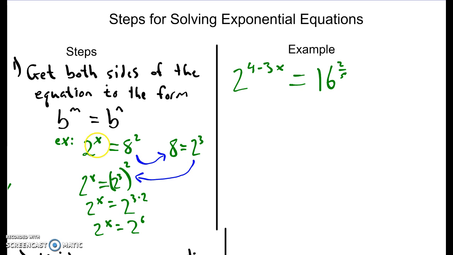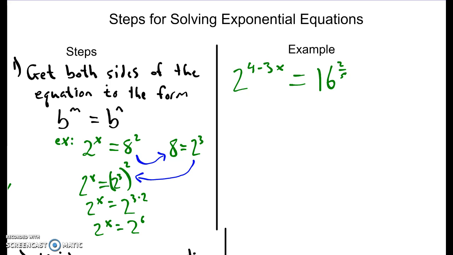As a simple example, if we had 2 to the x equals 8 squared, we could turn 8 into a base of 2 because it's 2 cubed, and work from there. These problems are all possible to solve by changing the base. That's really the whole point: you can write these with the same base. If you couldn't, we couldn't use this strategy. We'd have to introduce logarithms, and we're going to do that eventually. But for now, the problems you see can be solved this way.